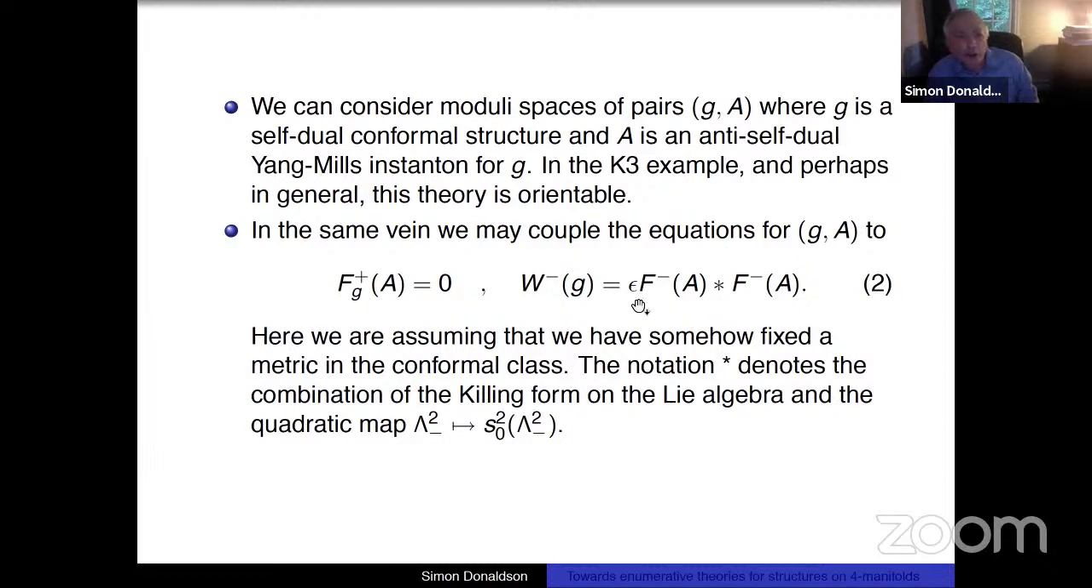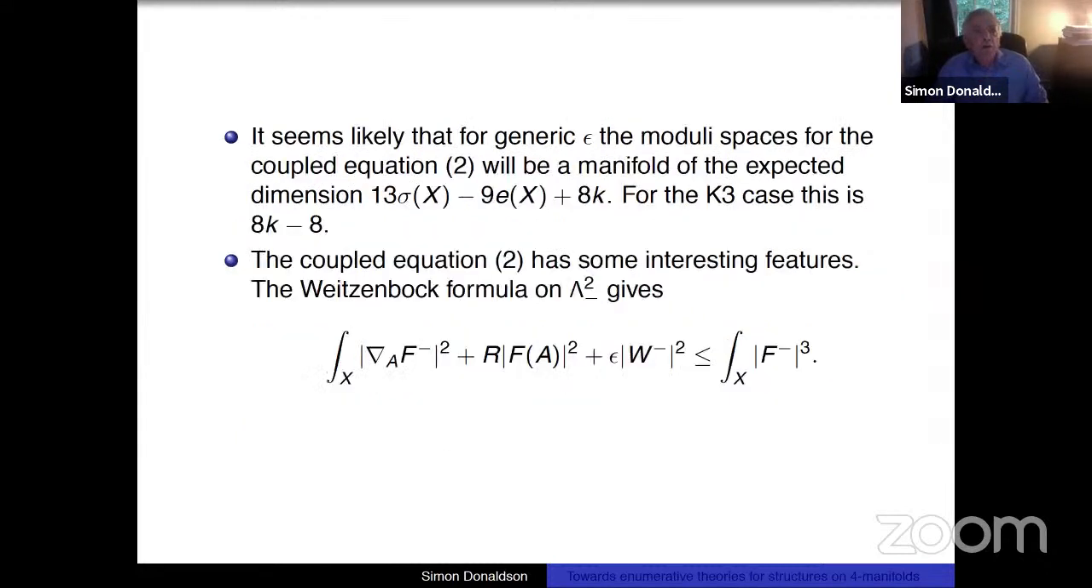So it would seem very likely that for generic values of that parameter, the moduli spaces of the coupled equation will be a manifold of the expected dimension. So we get a parameter which is similar to the way we can deform the almost complex structure or something like that for holomorphic curves. So also the expected dimension gets a neat case.